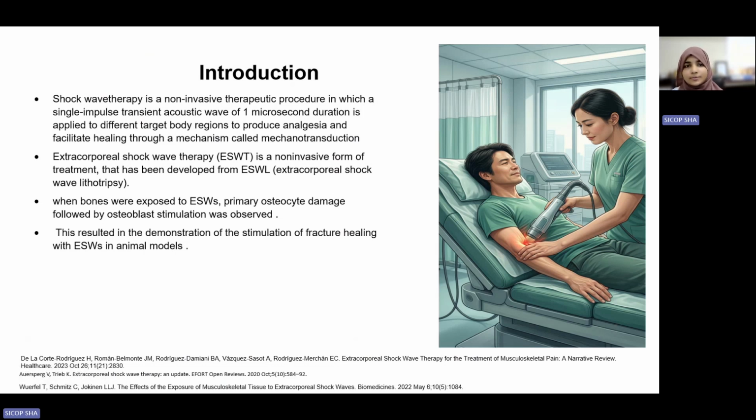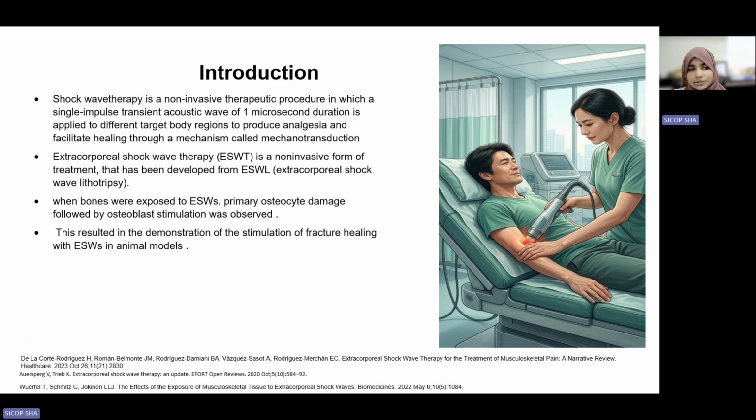So basically, shockwave therapy is a non-invasive therapy in which a single impulse transient acoustic wave of 1 microsecond duration is applied to different target body regions, which will help in producing analgesia and facilitate healing through a mechanism known as mechanotransduction. Extracorporeal shockwave therapy was initially developed from extracorporeal shockwave lithotripsy, for renal stones, and then it was modified as extracorporeal shockwave therapy and used in orthopedic conditions.